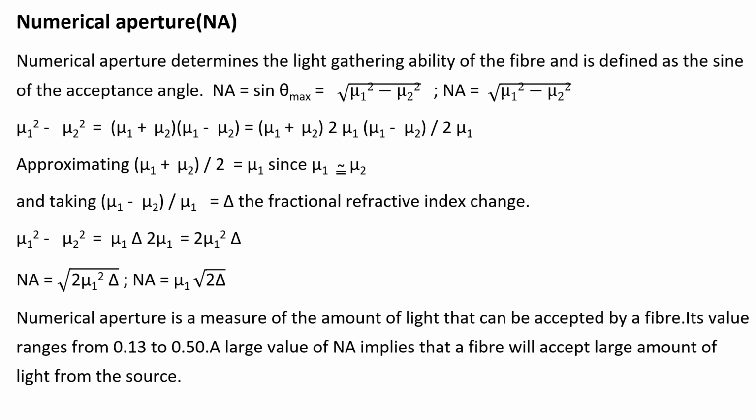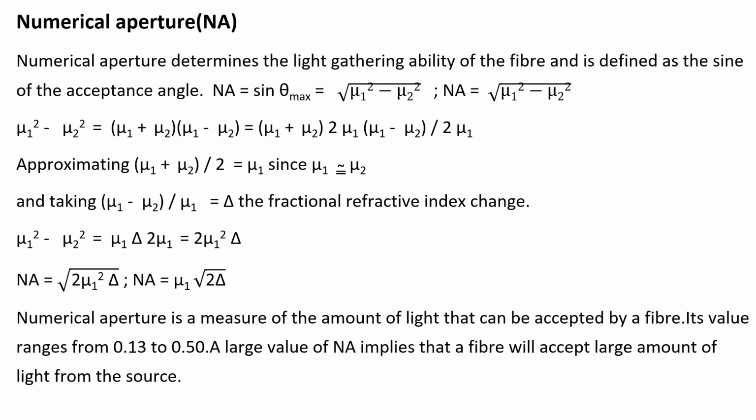And we are multiplying and dividing this equation with 2 mu1. Both numerator and denominator are multiplied by the term 2 mu1. And then we are approximating the equation. That is, we are approximating that mu1 is equal to mu2. When mu1 is equal to mu2, (mu1 plus mu2) divided by 2 is equal to 2 mu1 by 2. The 2 will cancel and it will be mu1.